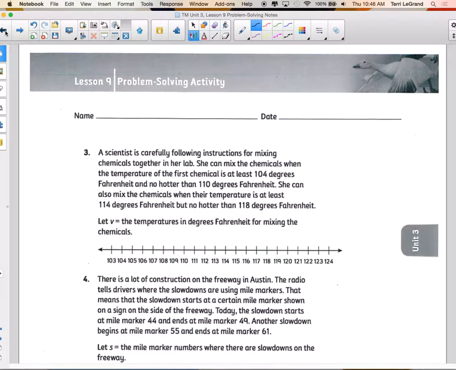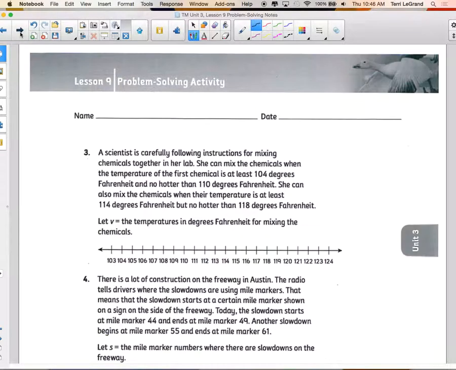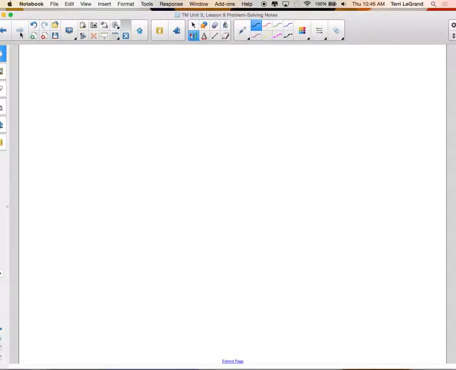Okay, well, what's this board doing? That's a good question. Okay, you read the next problem to yourself.